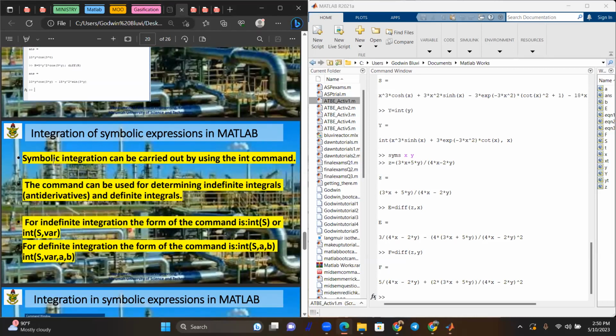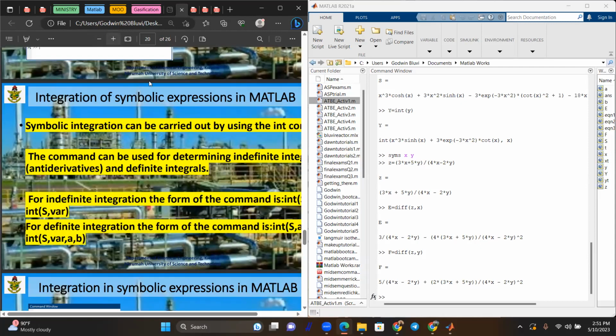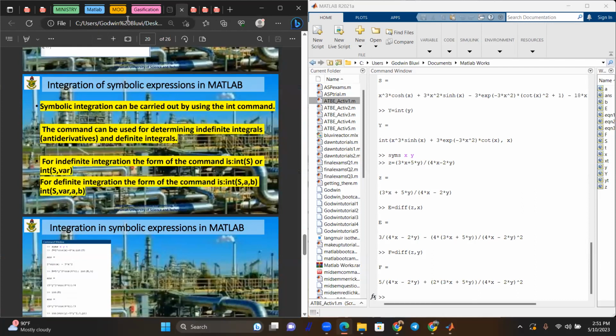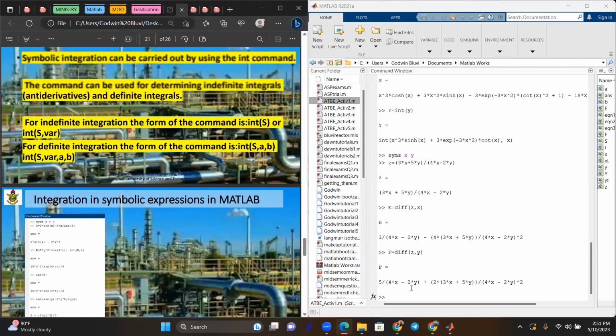As you can see, symbolic integration can be carried out using the int command. The command can be used for determining indefinite integrals, that's antiderivative, and definite integrals. So let's say integral of that with respect to the particular variable, lower limit, upper limit. Do you get it now? You see? So lower limit and upper limit. Oh, okay. So integration too is there.